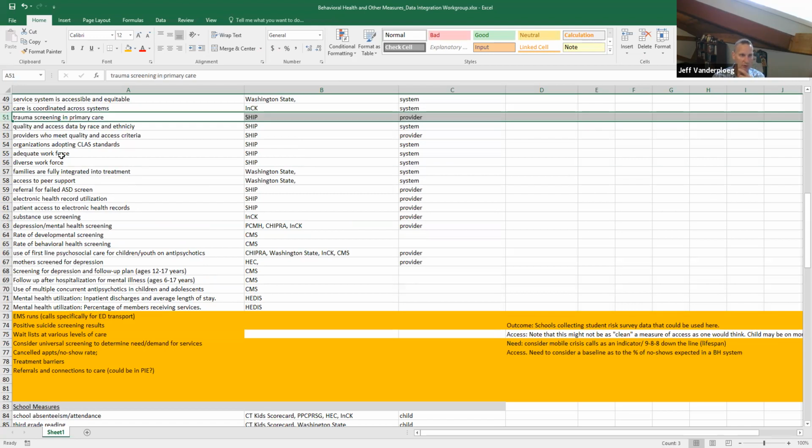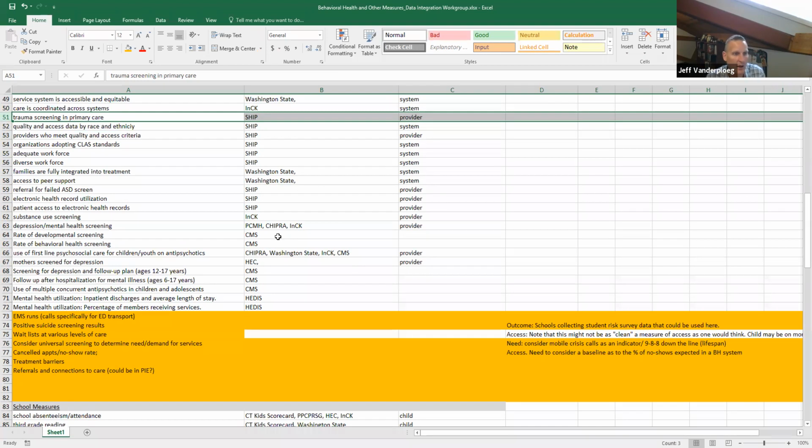So for example, trauma screening in primary care is one of the SHIP measures. I happen to like that one. It doesn't necessarily have to be specific to trauma. It could be just screening for behavioral health. I know there's a Medicaid code for pediatricians to get paid for screening for behavioral health. So that's something that's out there. It's being collected and something that we could track and monitor as being just an indicator of whether our system is functioning the way it should.